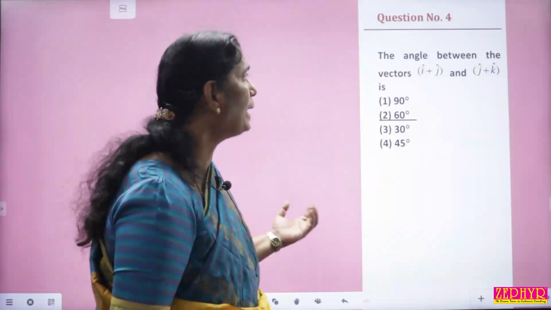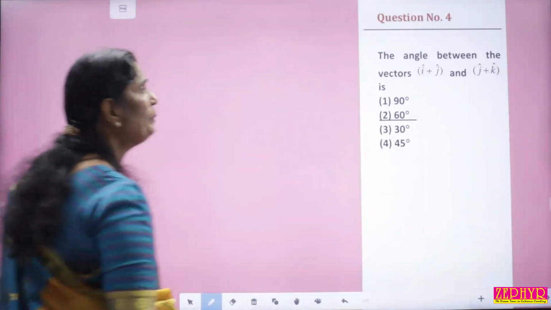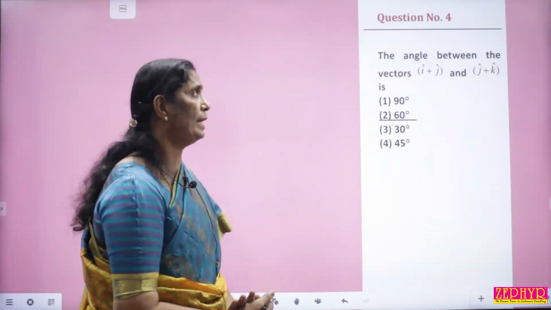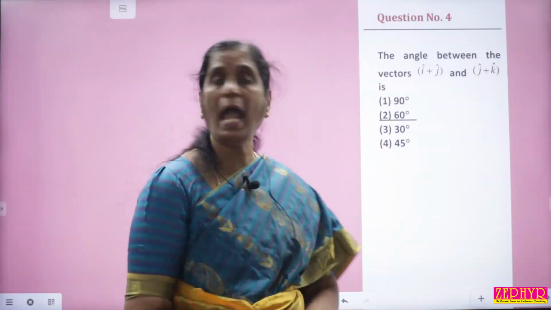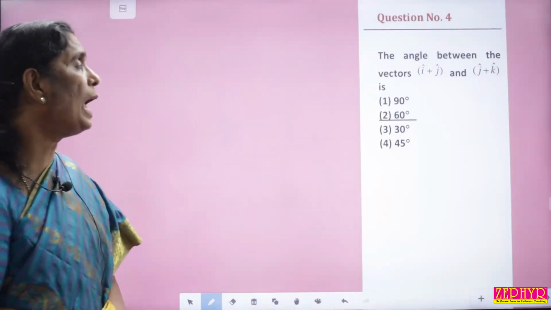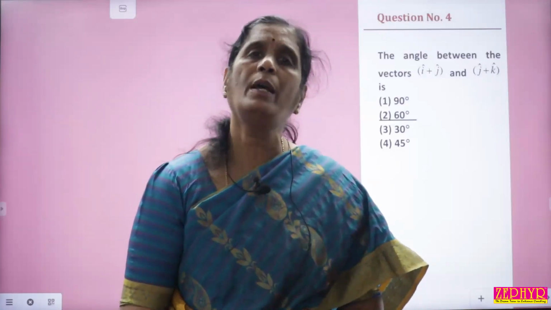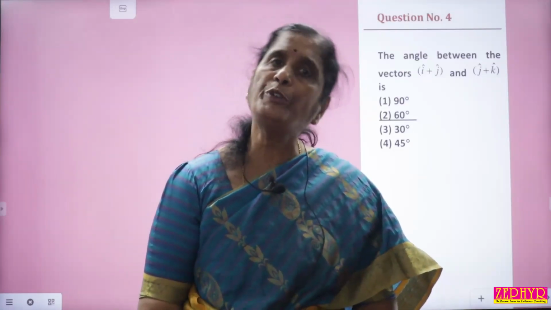Always read the question and try to understand. This is a very simple question. The angle between the vectors i cap plus j cap and j cap plus k cap will be? So we want to know how to measure the angle between two vectors. You will get an idea about the angle between two vectors from the dot product of two vectors.